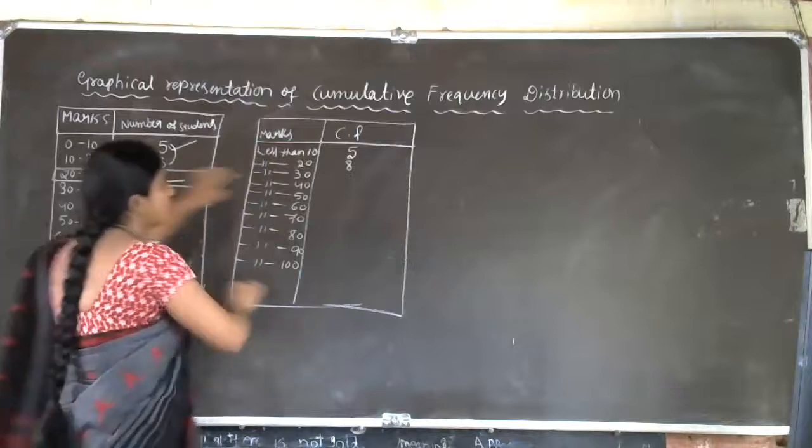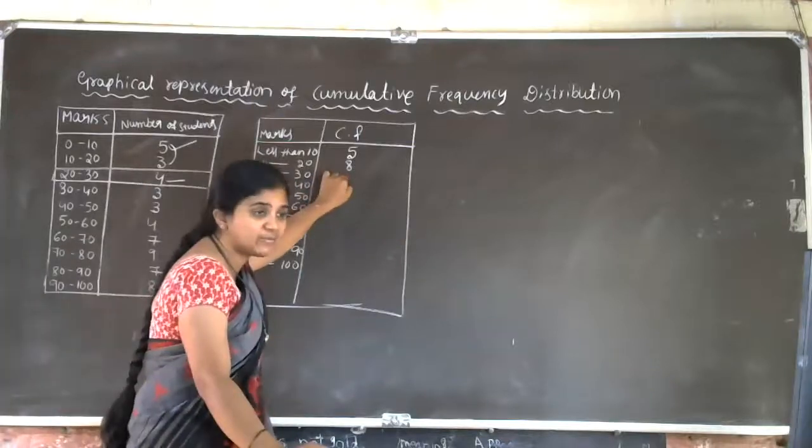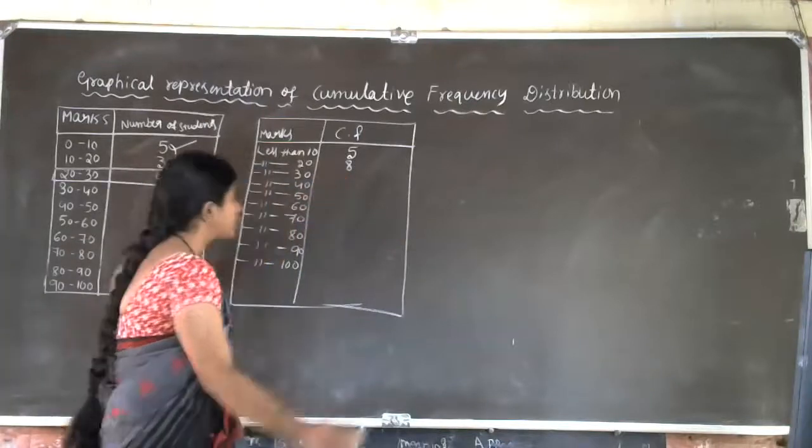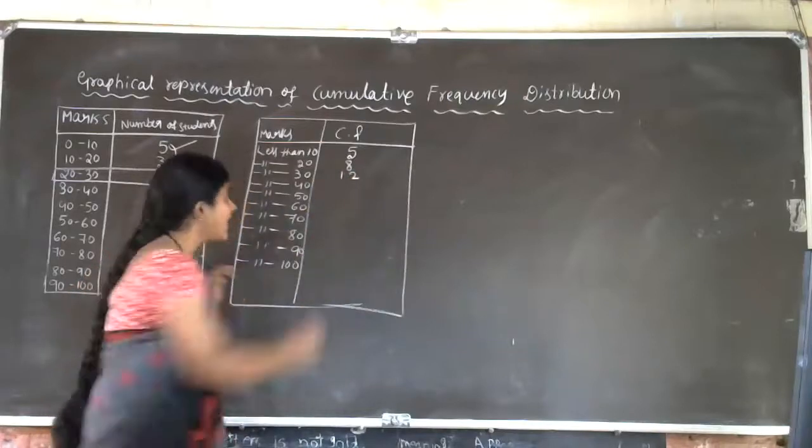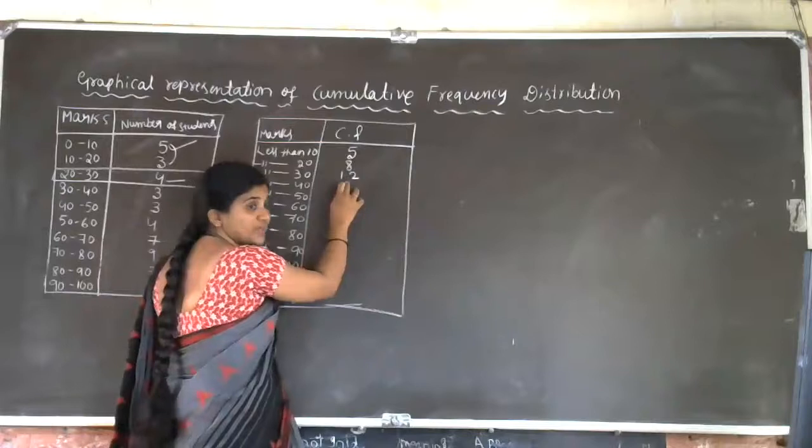For the 4 members, we have to take this 8 members count also, no? So then what is your answer? 12. So next is 12. Got the idea? Less than 30 total 12 students.